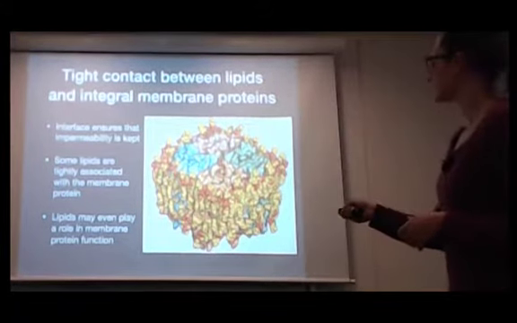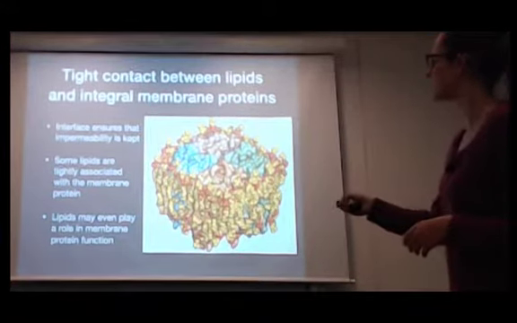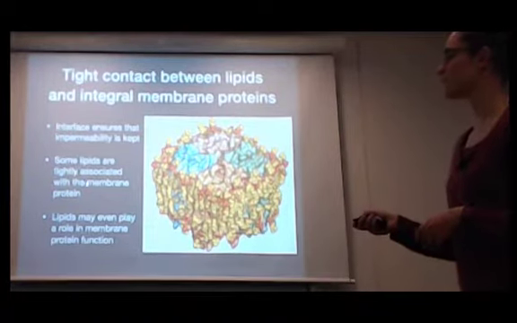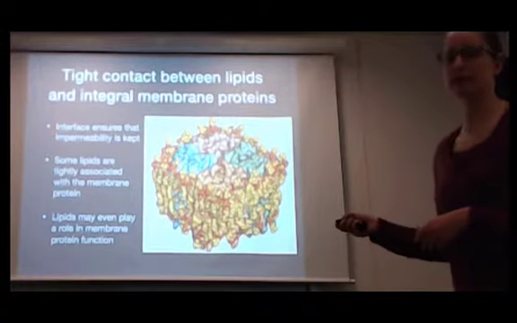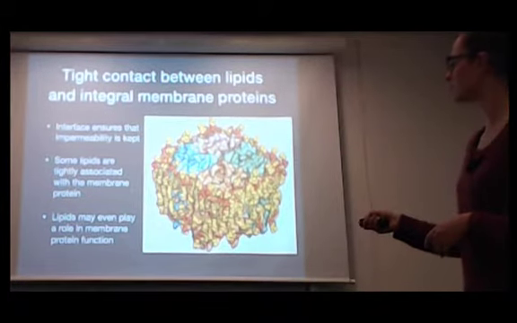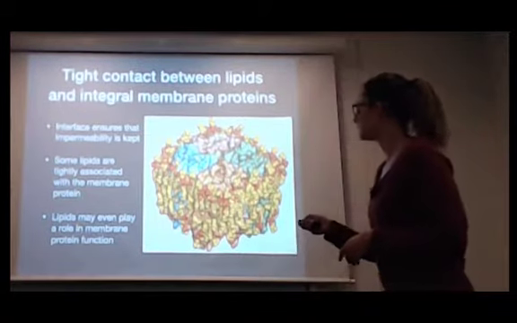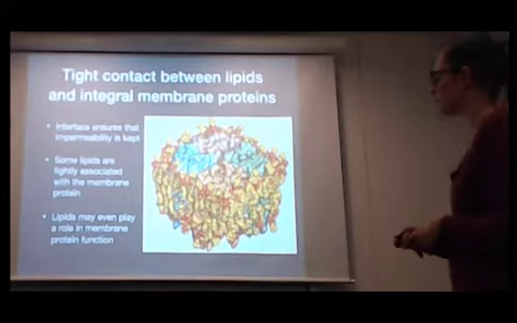So this is a specific protein called aquaporin, which we'll talk about in a minute. And recent experiments show more and more that lipids are tightly associated with the membrane protein. Here you have the lipid chains that are in yellow, and those would be the lipids that are interacting and tightly bound directly to the surface of the membrane.